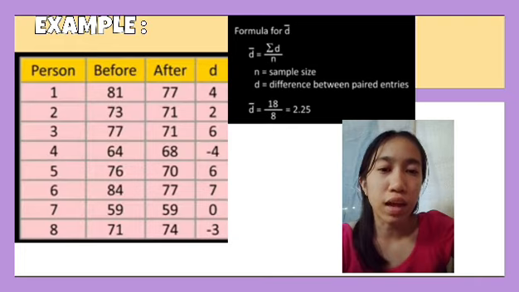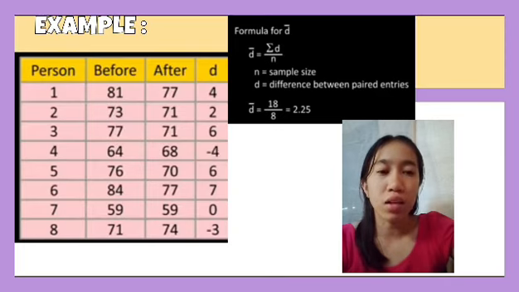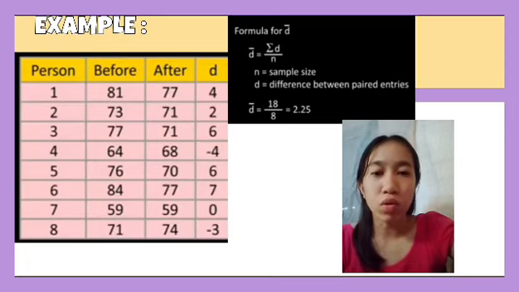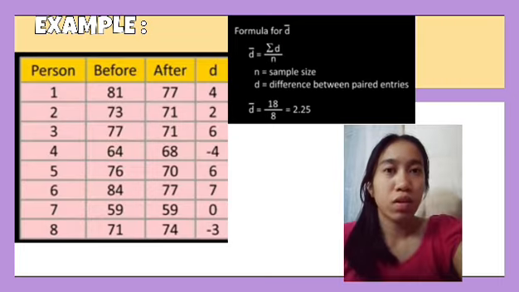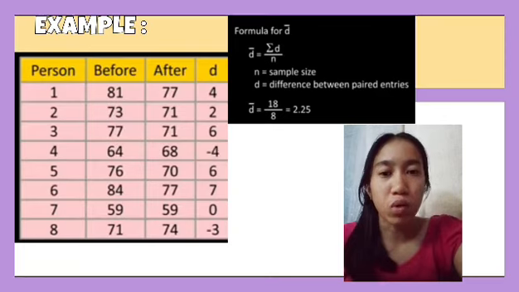After getting the sum of D, we can now find the mean difference between paired entries. The formula is D-bar is equal to the sum of D over N, where N is the sample size. So substitute the sum of D, which is 18, divided by N, the number of samples, which is 8. So 18 divided by 8 is equal to 2.25. So the value of D-bar is equal to 2.25.